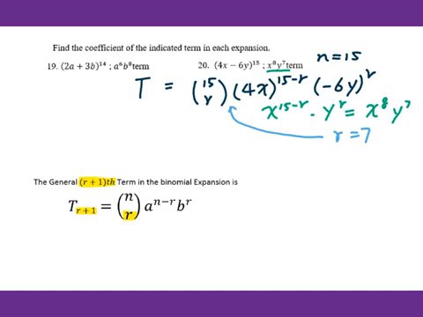You will get 15 choose 7, 4, we do 15 minus 7, that is 8. Then negative 6, do the 7th power. Then we put it into the calculator, you will get 1.18 times 10 to the 14th power.